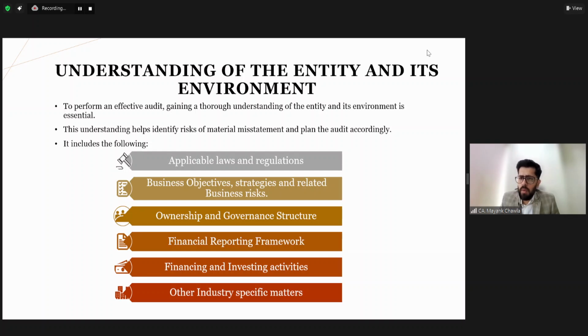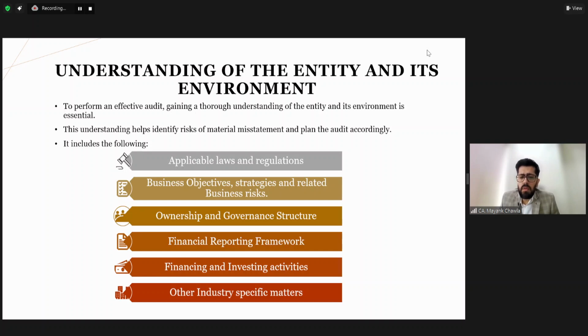Then ownership and governance structures become important, as we had already covered in our previous slide as well, that it is important to have a management who has knowledge of the industry and business. Prior knowledge is very important, and the kind of integrity the management has also plays a very important role.